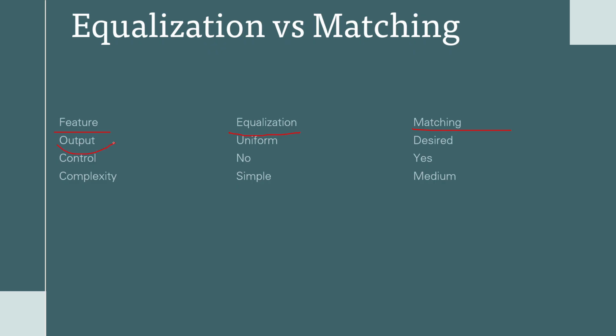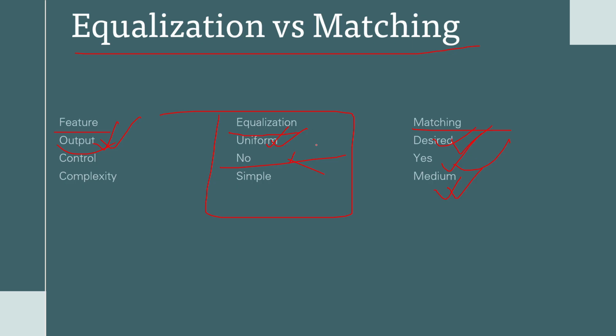Output: you can see it is uniform in equalization and it is the desired output, as I want, in matching. In equalization we don't have control, but in matching we have control so that we can enhance the image according to us. And complexity: equalization is very easy and simple, but matching is a little bit complex to apply. So this is the difference between equalization and matching, which is your specification.